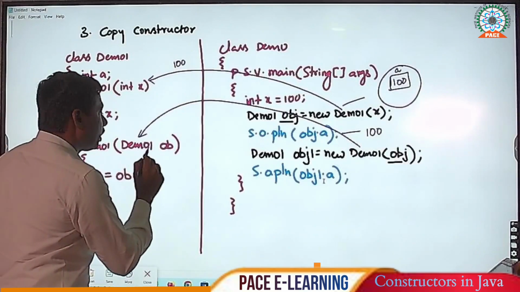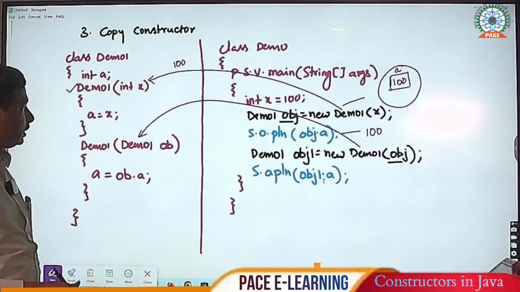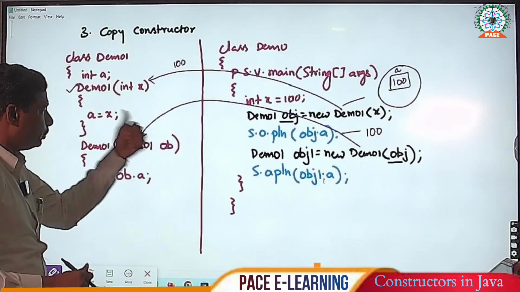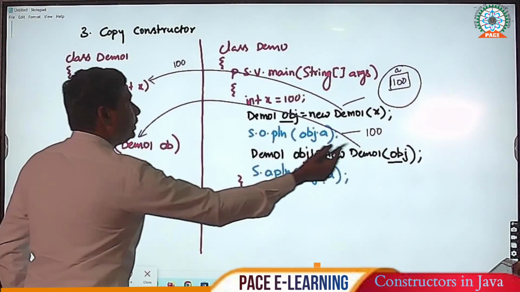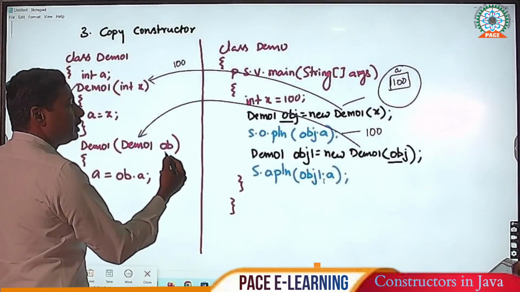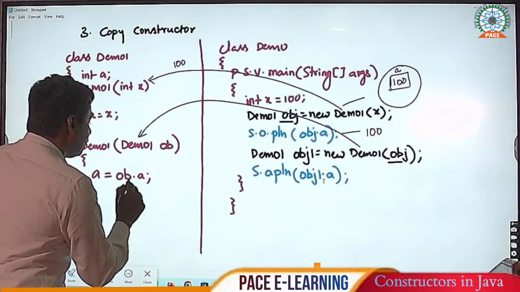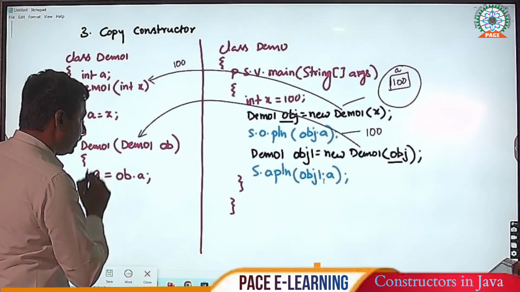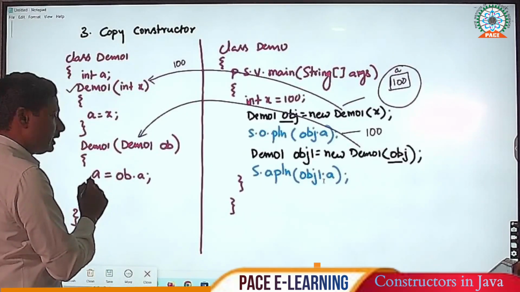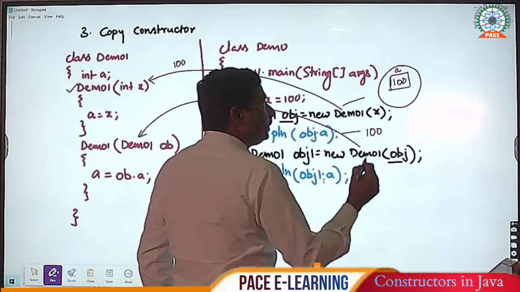Here Demo1 of ob. ob and obj both are equal. Here I am catching that obj with the ob variable. Here ob.a, in the sense obj.a, will be assigned into this a. Here what is there in obj.a?